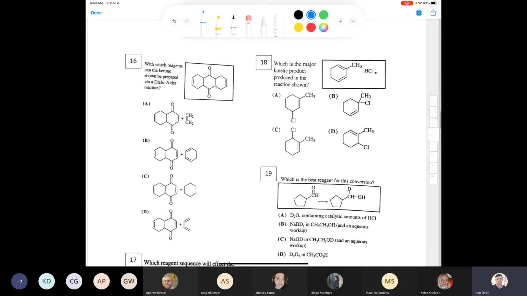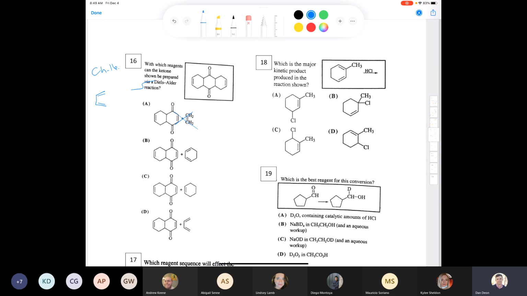Some Diels-Alder chemistry. This is chapter 16 in our book, so if you need to review your Diels-Alder chemistry, see chapter 16. It says, with which reagents can the ketone shown be prepared via a Diels-Alder reaction? Really, you could draw the Diels-Alder products. This one won't work because this is a 2+2 cycloaddition. A Diels-Alder is a 4+2.